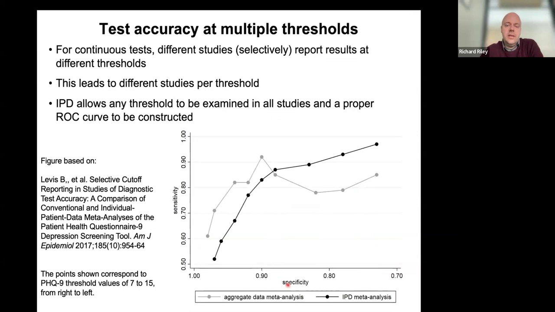Moving on to test accuracy, one of the big problems with test accuracy reports across studies is, as I said earlier, they use different thresholds. That means that if we did a meta-analysis for each threshold across studies, we would end up with an improper ROC curve. This is denoted by the grey line here. This should be monotonically increasing, but because we've got different studies contributing to the curve, we get this strange phenomenon where it goes up and down. But with the IPD, we can make sure that every single threshold has the same number of studies, and we get this monotonically increasing ROC curve to base decisions about whether test accuracy is good at particular thresholds.